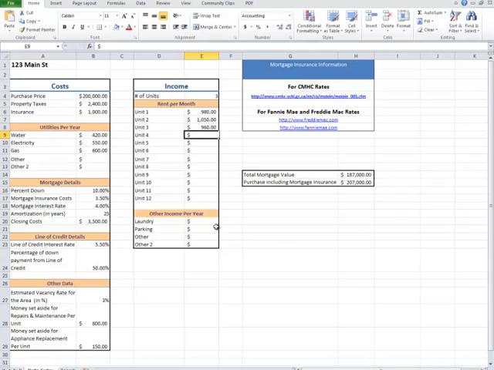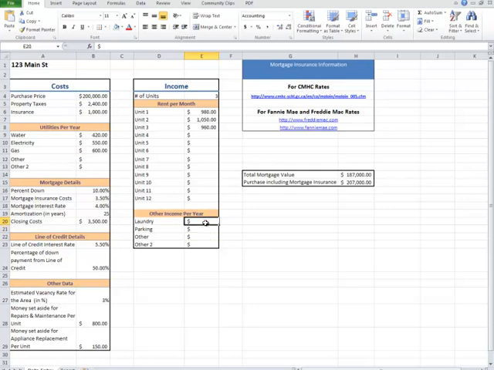Also, other income. There are other things that I might be making money off of. If I have a laundry service where they put their quarters in and pay for their laundry, I have some income from there. Some buildings charge extra for parking, so we have that accounted for here. And again, two other spots. If there's something that I've missed, like vending, some apartment blocks will have vending machines that you'll make some money off of, things like that. So you could throw the estimated numbers into there.